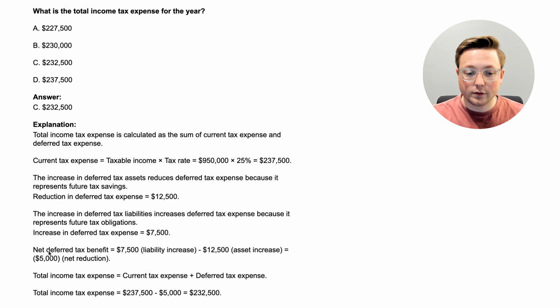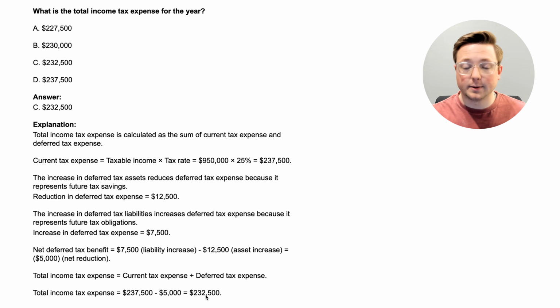The net deferred tax benefit is the $7,500 liability increase less the $12,500 asset increase. And again, this creates a net deferred tax benefit, not a tax expense. And that's because, again, the asset increase was greater than the liability increase. So it's actually a negative $5,000, which is actually a good thing in this case because it's going to reduce the total income tax expense. You take the current tax expense plus the deferred tax expense, which technically is a deferred tax benefit. So $237,500 less $5,000 gives you $232,500 of total income tax expense.